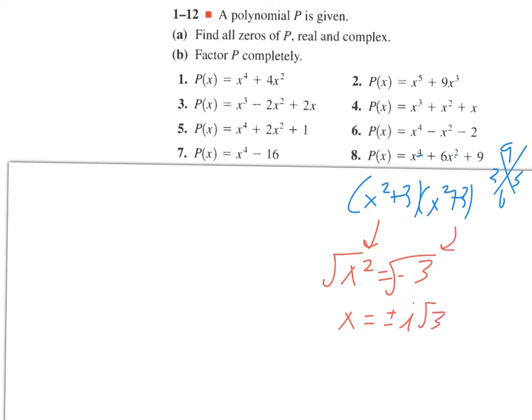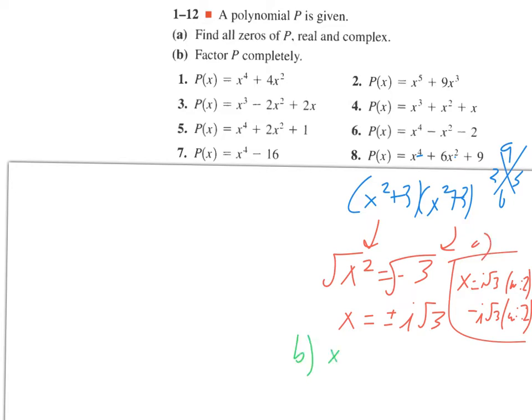And then since this one would actually be the same, what I would say is I have x equals i rad 3 with multiplicity 2. And then we also have negative i rad 3 with multiplicity 2, since we have two parentheses doing the same thing. So that would be my answer for part A.